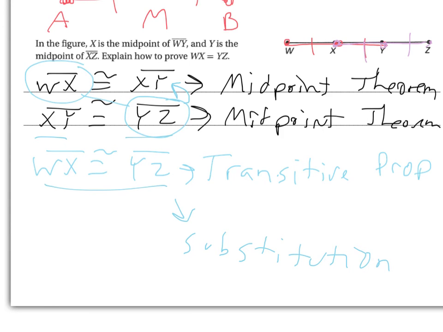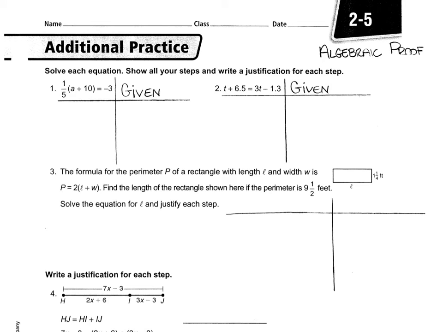Okay, your homework. Right here on your homework assignment, you are going to do exactly what we did. For instance, you're going to distribute 1/5. So you're going to have 1/5 A plus 10 times 1/5 is 2 equals -3. And the reason for that is distributive property. And you're going to continue until you come down to A equals something and you have a reason for that. 2 is exactly the same.